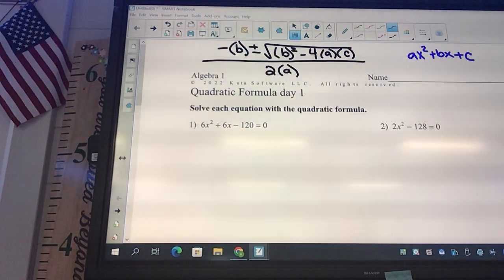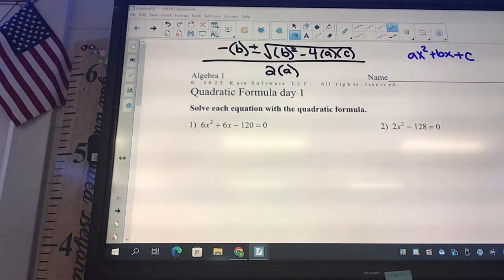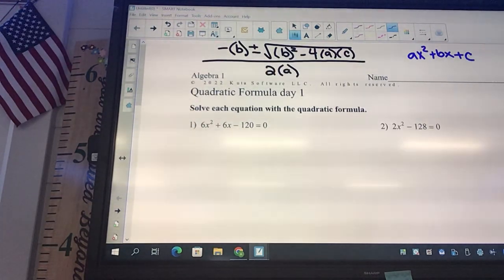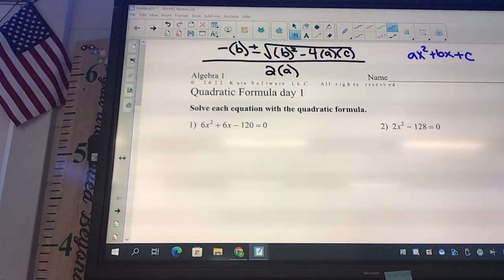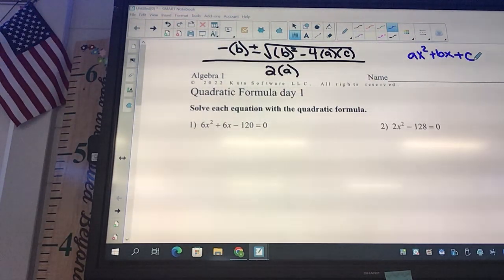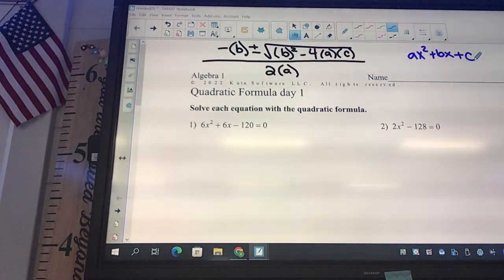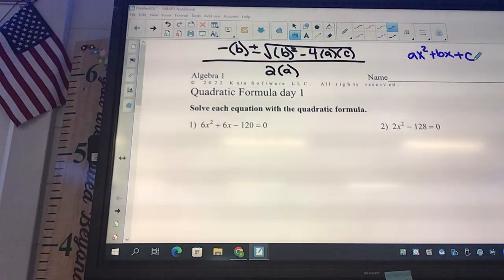Turn your page. Look at number 3. What is your a? 1. There's no number in front of the x, so the a is 1. What is b? 11. C? Negative 42. Look at 6. What is a? B? Negative 6. C? Negative 36. As long as you know your A, B, and C, you should be fine.